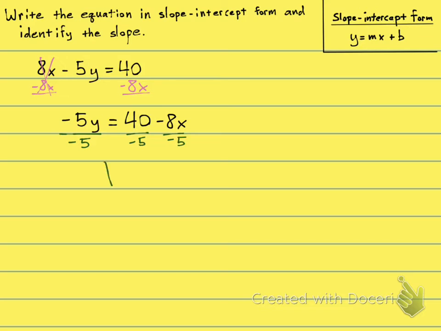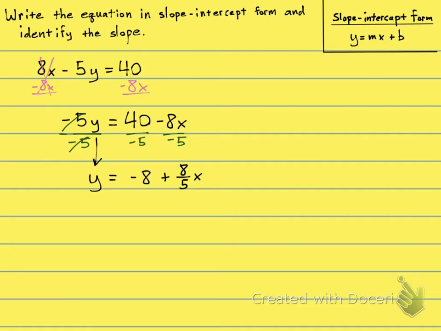Now on the left-hand side, negative 5 over negative 5 reduces down to a 1. So I'm left with a 1y equals 40 divided by negative 5 is negative 8, minus 8x over negative, so the two negatives make a positive in this case, and this is going to be 8 over 5x. All right, the x can be in the numerator, or you can just bring it out front.